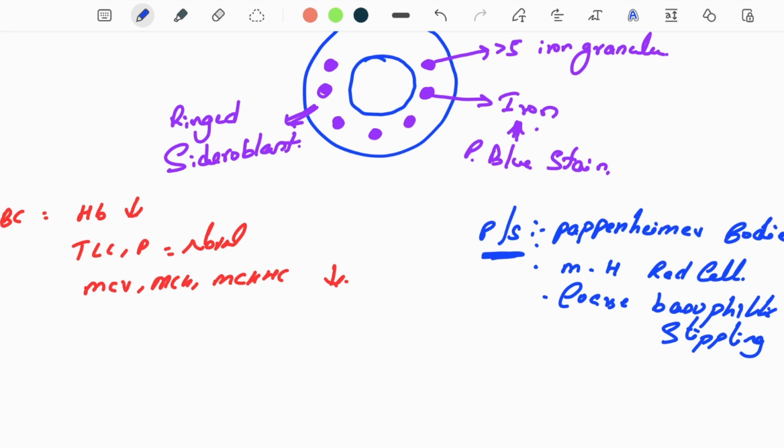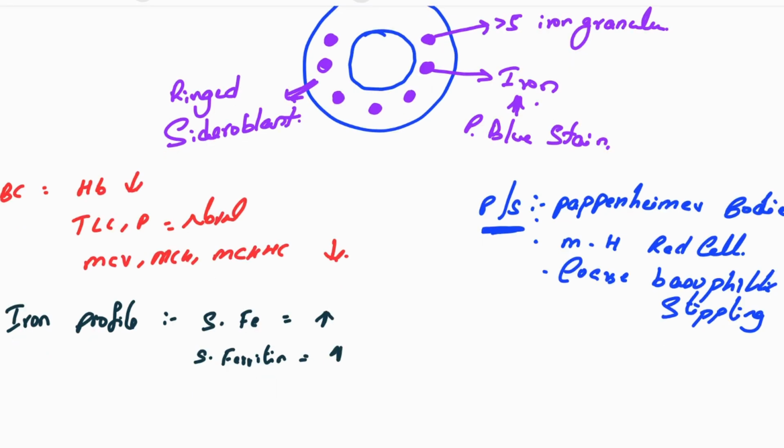Next one is iron profile. Here everything will be opposite to iron deficiency anemia. For example, serum iron will be increased because iron is normal. Actually, it is overloading. So serum iron will be increased, and serum ferritin will also be increased, and serum total iron binding capacity will be decreased. Capacity is getting decreased, but serum iron will be normal, and transferrin saturation will be increased.